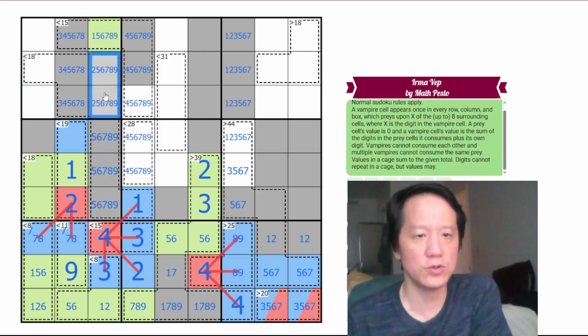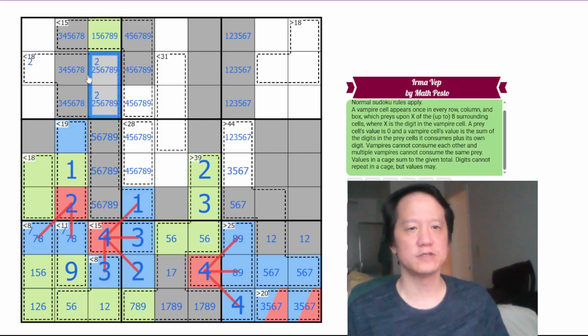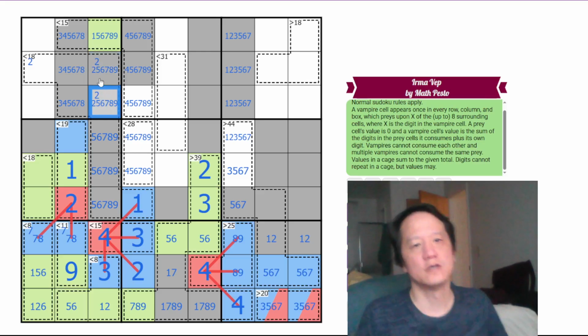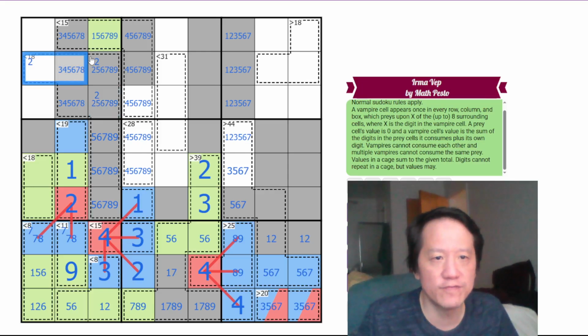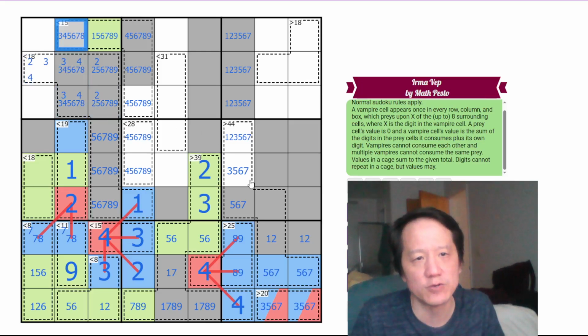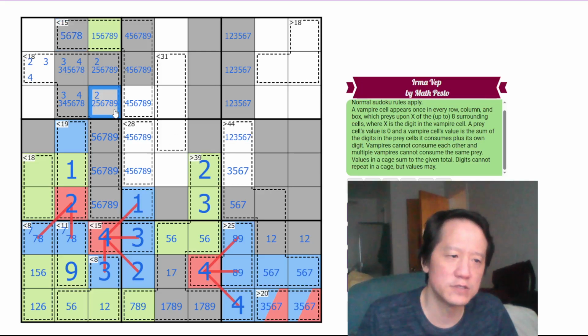Okay, so 2 has to be one of these 3 cells. We know that for certain. 3 and 4 also have to be here, actually. Because where is the 3 or 4 in this cage? Can't be any of these cells, can't be here. And we know there's 9 distinct cells. So 3 and 4 have to be here, which means this cannot be 3 or 4. Interesting. This is not preyed upon.